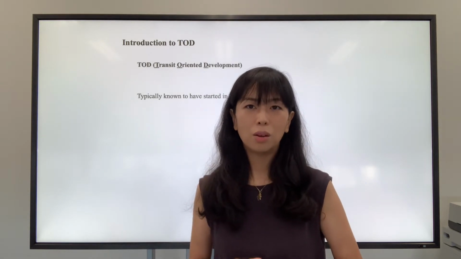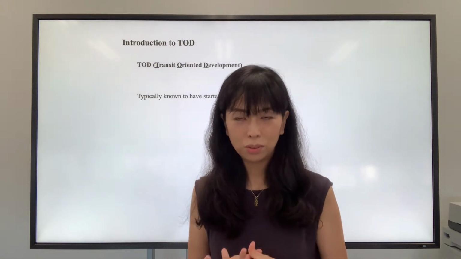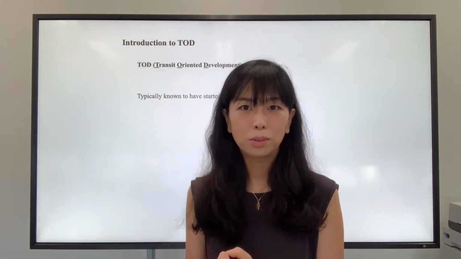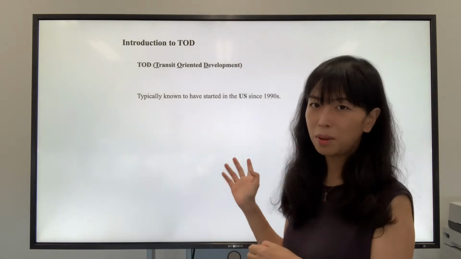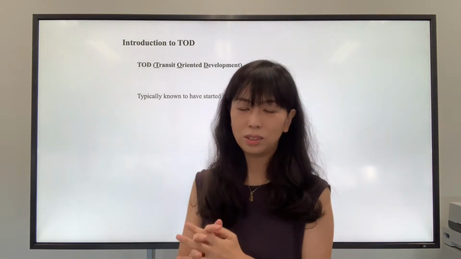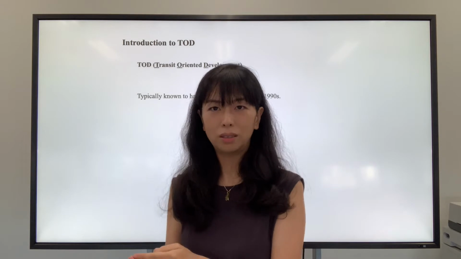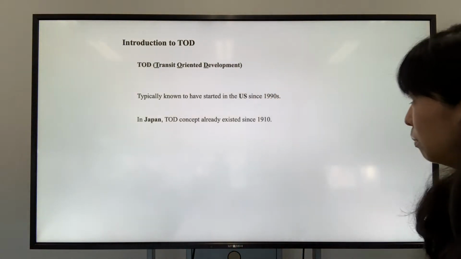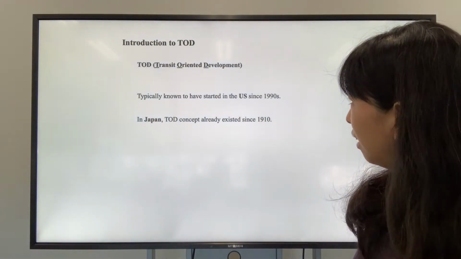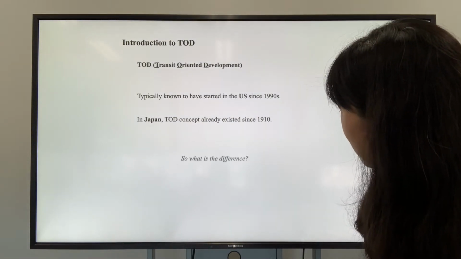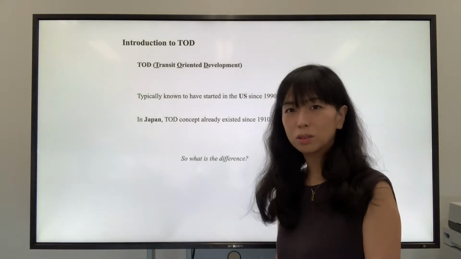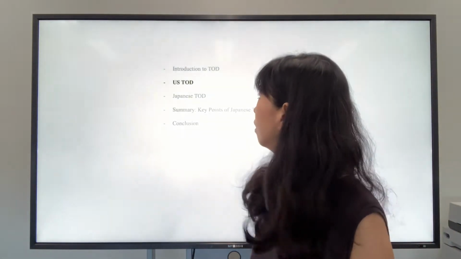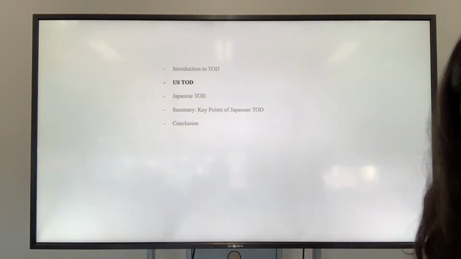Well, the reason why I want to introduce the Japanese model of TOD is because there is a difference in the way that we have developed, which is not exactly the same as the one that everybody knows about, which is the TOD that started from the US. So the Japanese model has already existed since 1910, and what is it that makes the difference between the US model and the Japanese model? So first of all, I will talk about the US TOD.